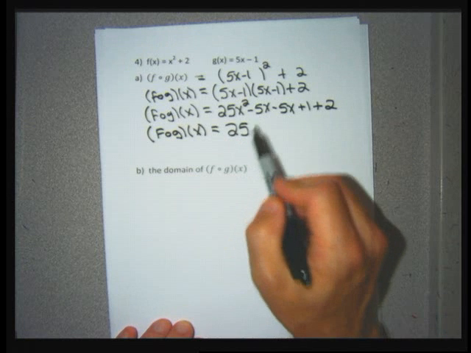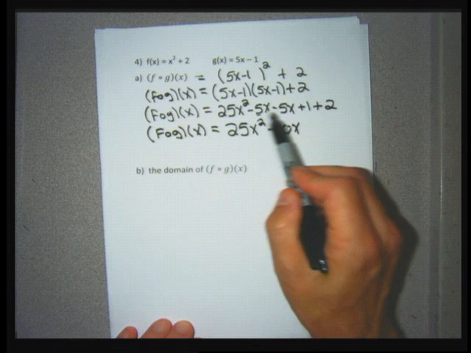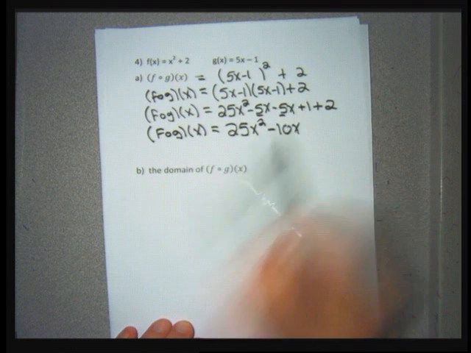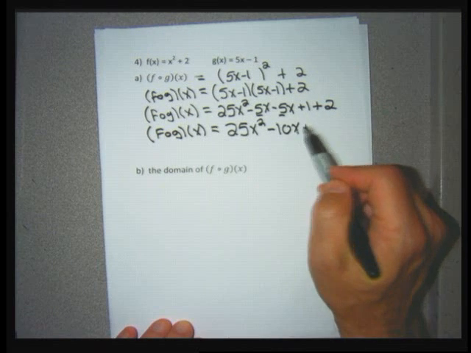So this is 25x squared minus 10x. These terms don't cancel because the x's both have negative 5s in front of them. I add the negative 5s, keep them negative, and the last is a plus 3.